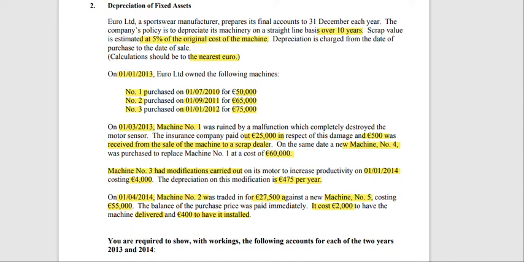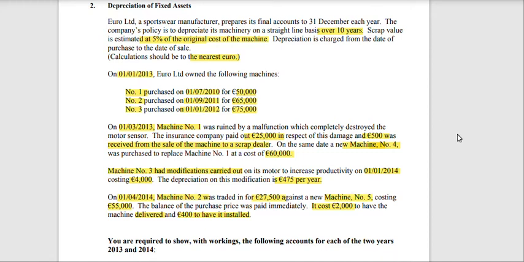Okay, so basically before we start, I'm going to show you the table. We have machine number 1, machine number 2, machine number 3 which also has a modification, machine number 4 and machine number 5. I was calling them vehicle, machine I should have been saying. So we're going to work out all their depreciations, accumulated depreciation, depreciation for each year, and if we dispose of anything, we must dispose of the depreciation as well.